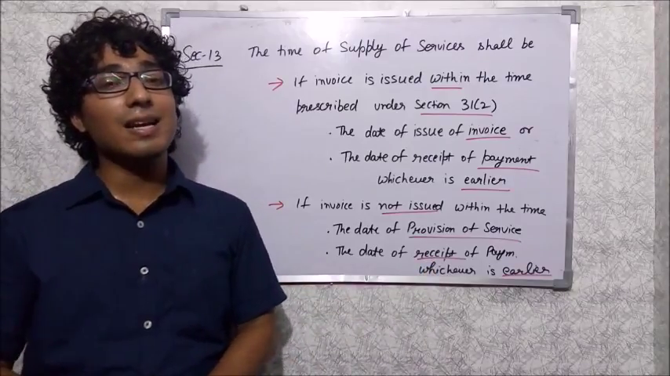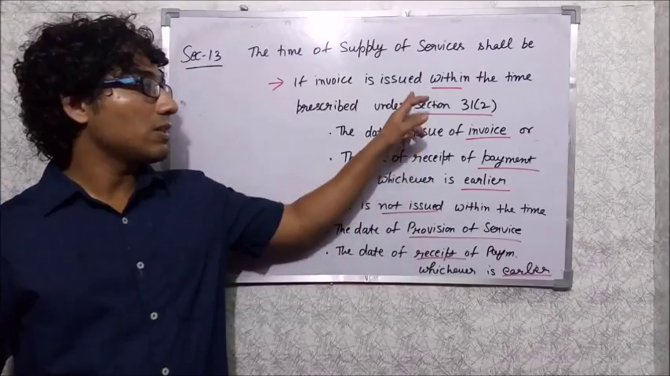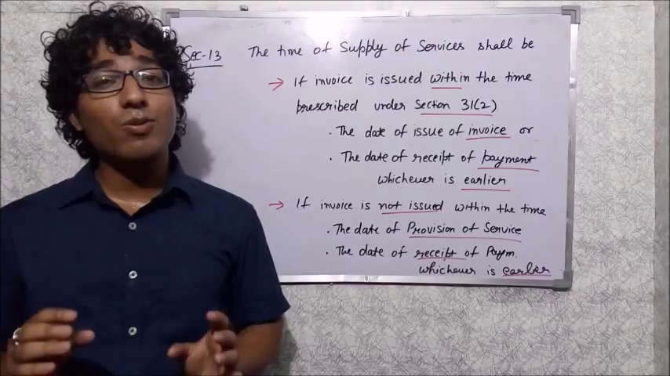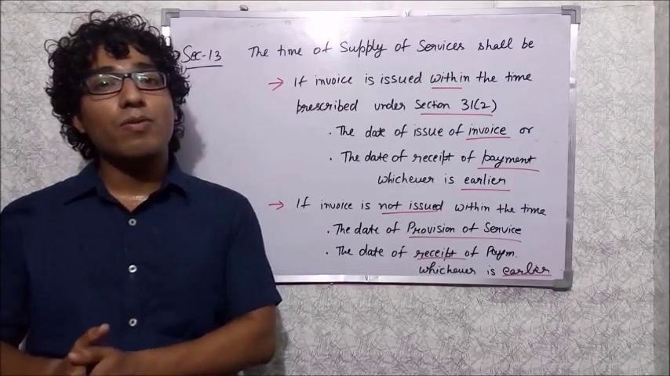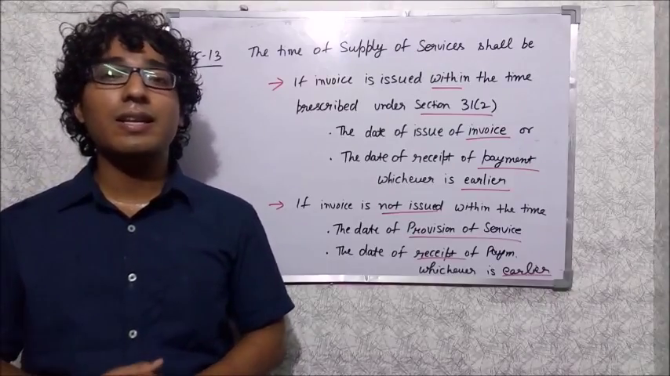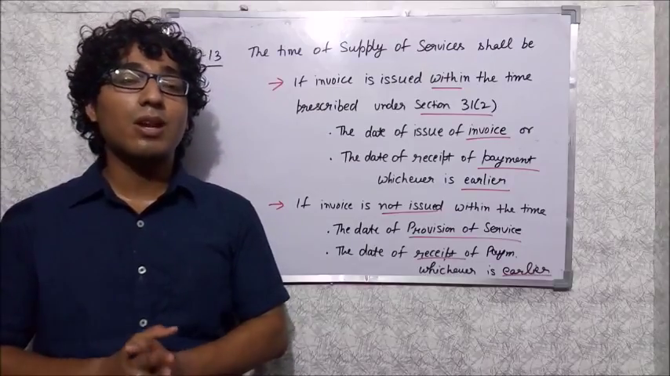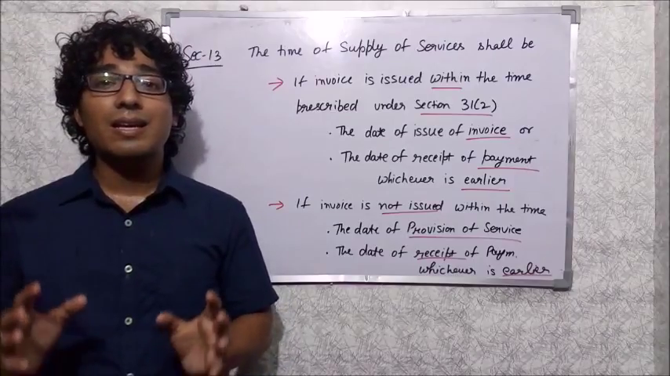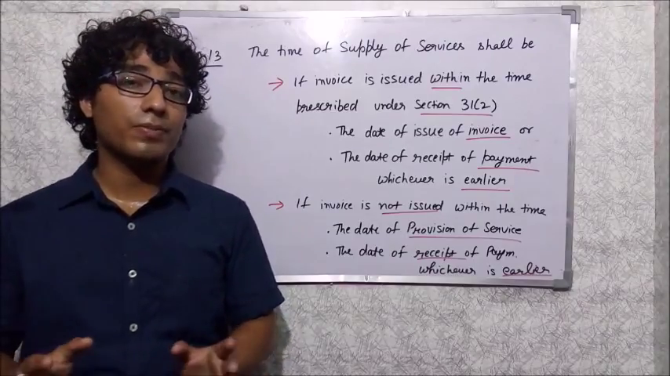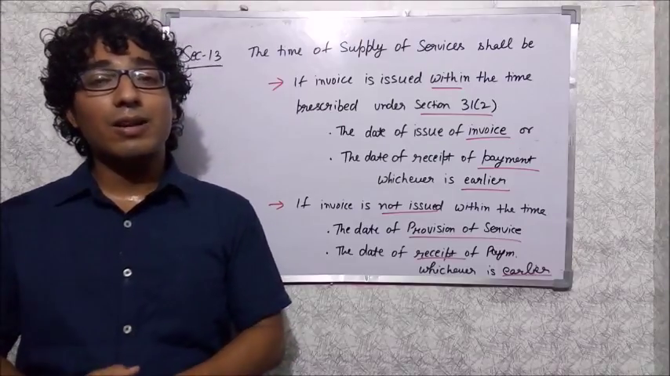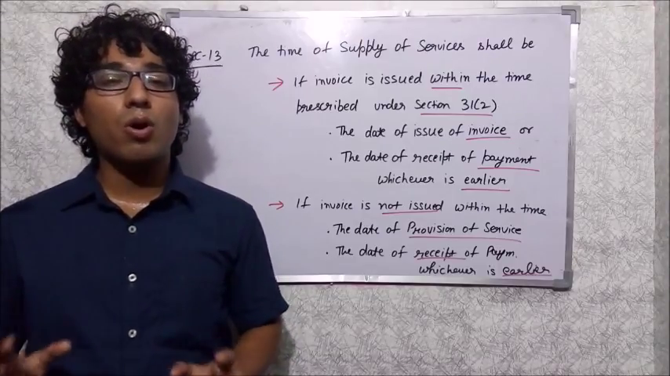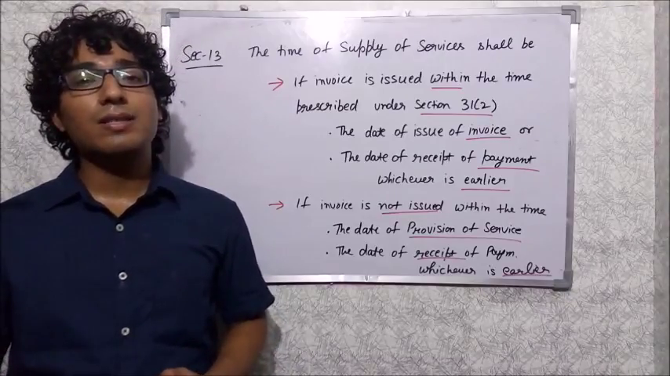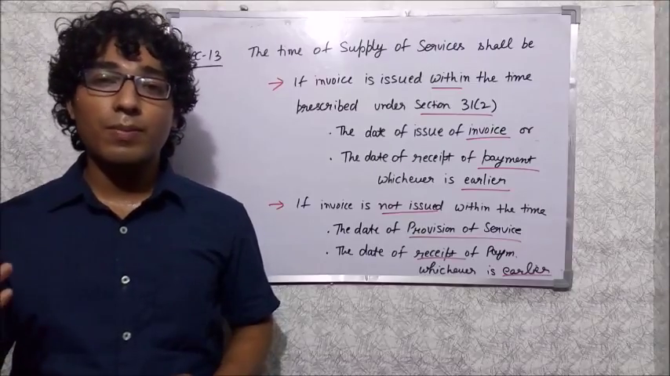So that is exactly why the two situations are there, because if you delay the issue of invoice, then it means that you can also delay the time of supply of service, which in turn will delay the making of payment. So the law has plugged that loophole, that practice where you can delay the invoice. So the law takes care of such a situation in which the person can delay the issue of invoice and can delay the payment of tax to the government.